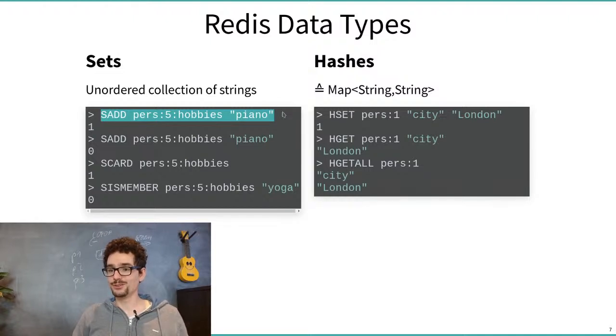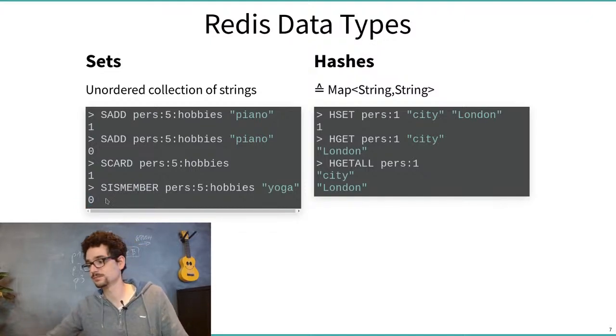So tomorrow I want to again say, give me the number of hobbies of person 5. Card pers:5:hobbies, 1 hobby. Give me all the hobbies, give me 1 hobby. Is yoga part of the hobbies of person 5, as is member? No. So it's only optimized for key-wise access.